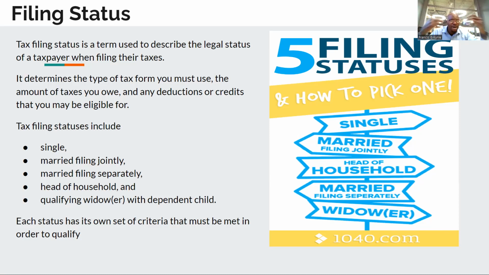Then for married, we have married filing jointly. You are married and you are filing jointly with your spouse. The benefits are enormous. Your tax rate, your tax bracket, your income, your deductions are more favorable. So if you are married and you actually file with your spouse, then you're going to pay less in taxes because it's like a 2-in-1.